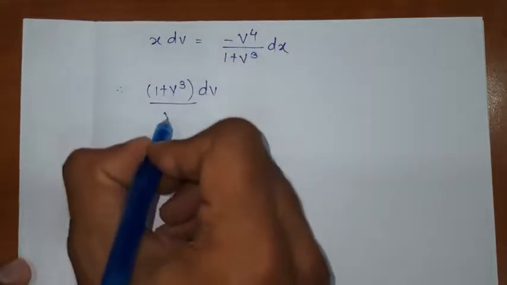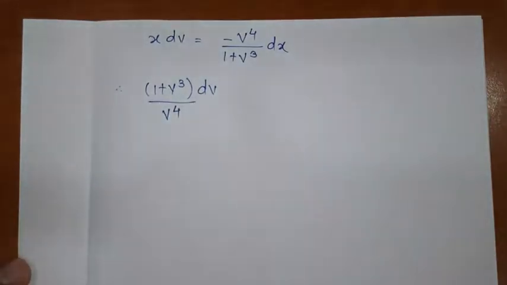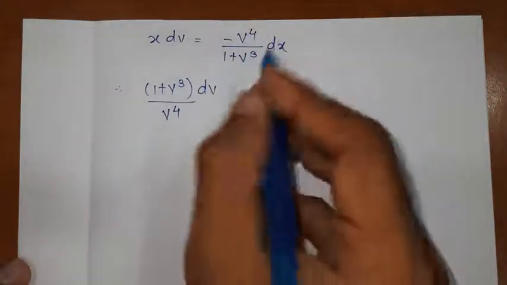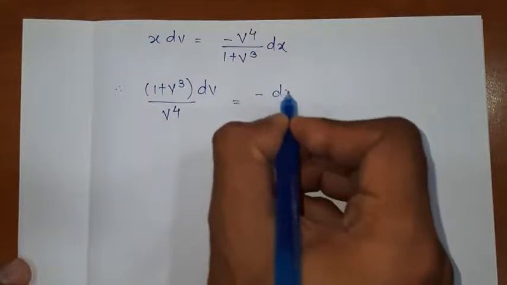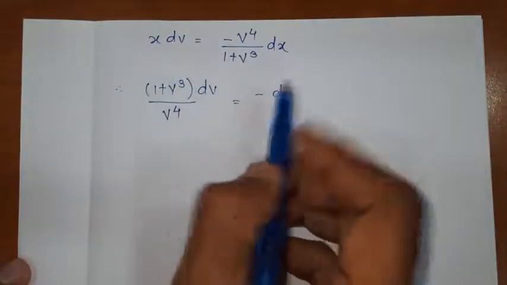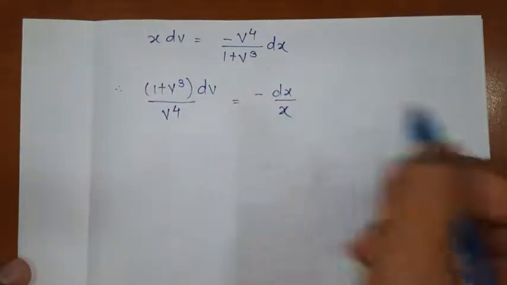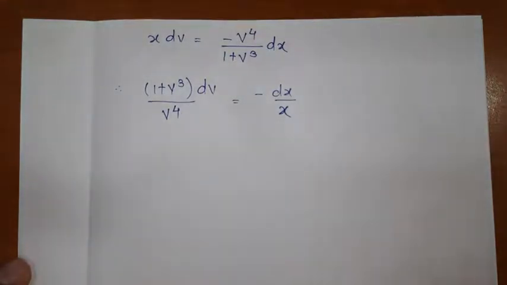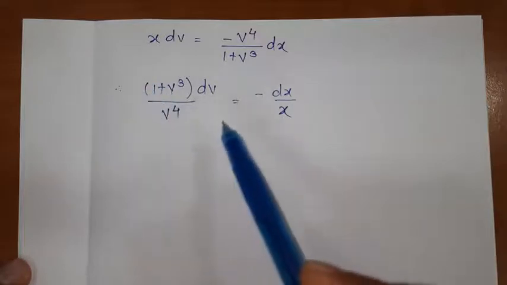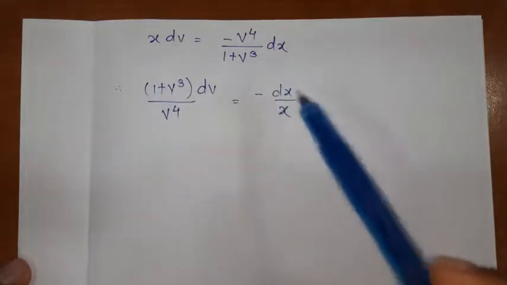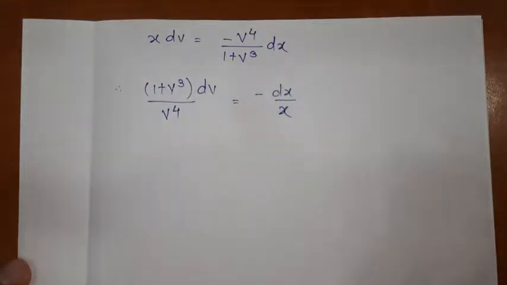So it will be in the denominator, right? Since it is in the numerator here, this is equal to minus dx. I am shifting x on that side, so x will be in the denominator. So tell me, have we got variable separable form? Yes, obviously all terms of v we have got on one side and all terms of x we have got on another side. So let us integrate both sides.